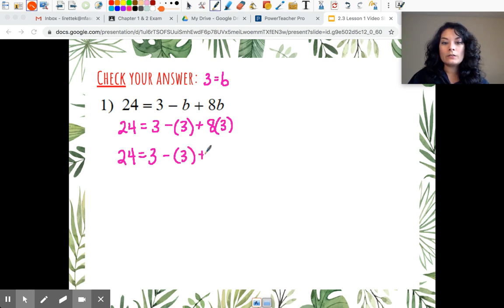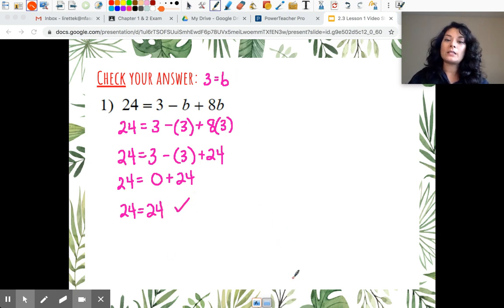8 times 3 gives me 24. And now I just add and subtract left to right. 3 minus 3 gives me 0. 0 plus 24 gives me 24. So they match. This works out. So B does, in fact, equal 3. We got the right answer.